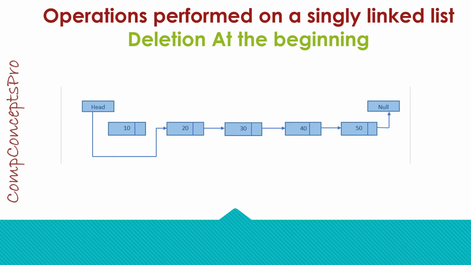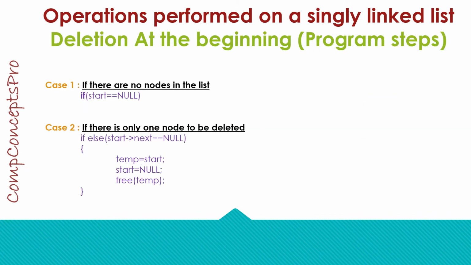So for deleting a node from the beginning of a singly linked list, the head pointer, which is currently pointing to the first node, should be made to point to the second node, as we have to delete the first node. Then we can delete the first node. So programmatically, same as insertion, we have to check a few conditions for deletion as well, like whether the linked list is already empty. Then we can simply display a message on the screen like invalid deletion or something like that. The next condition that we have to check is whether there is only one node present in the list.